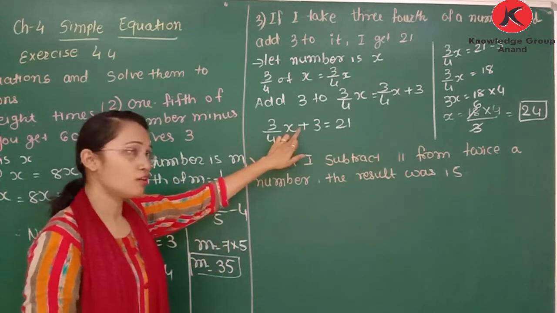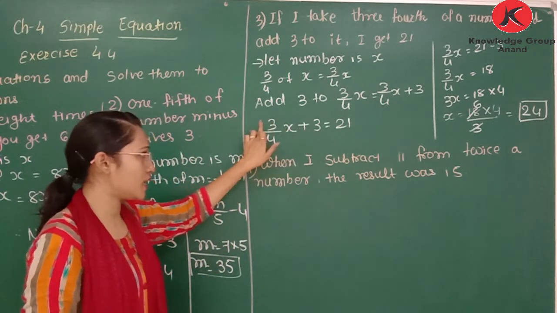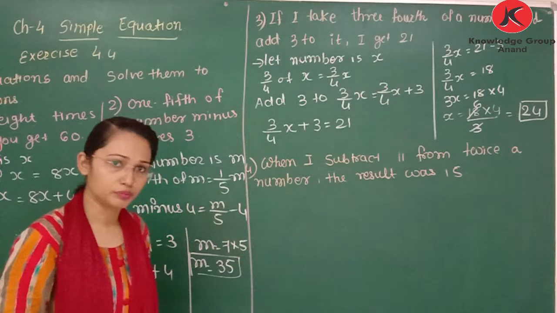So 6 4s are 24, 6 3s are 18 plus 3 is 21.